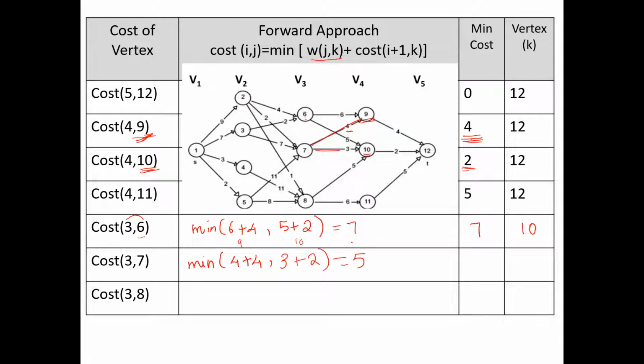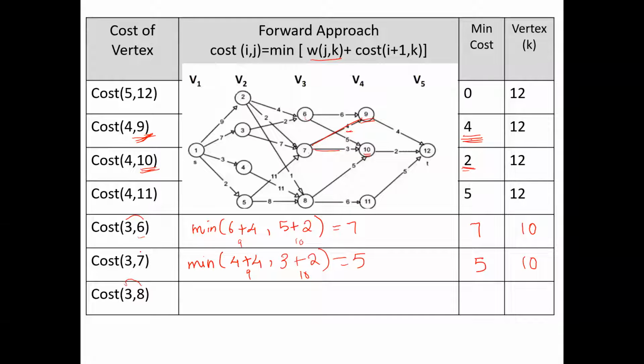Is it clear? So this edge we got from 7 to reach 9, and 3 plus 2 is for reaching the node 10. So which gave us the minimum? The edge which is going towards the vertex 10 gave us the minimum. 3 plus 2 is 5. So we are going to update minimum cost as 5 and the edge towards the vertex 10 is giving us the minimum cost.